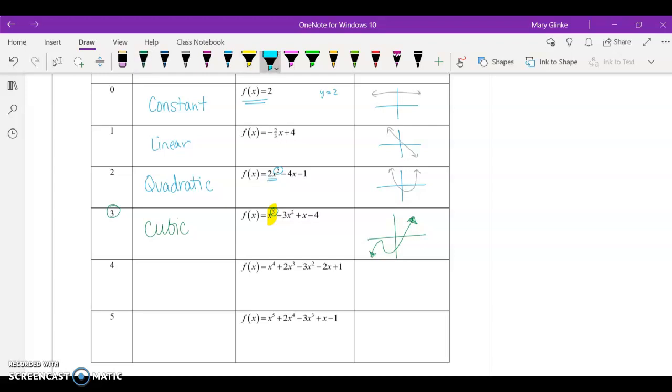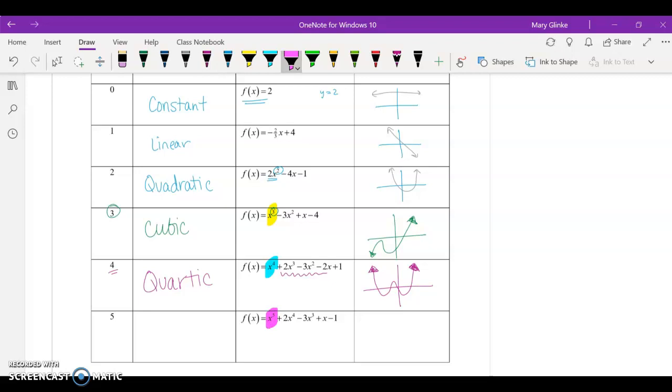The next one is going to be if you have something that's like x to the 4th, your highest degree is 4, and so that's going to be quartic functions. Now, quartic functions are going to look something like this. So you're going to have kind of like a couple of parabolas put together, but they're both going to end the same direction here, where we're going to both be pointing up. Okay, so quartic functions look something like that. The number of maximums and minimums is going to change based off of all of the stuff that goes with the quartic function.